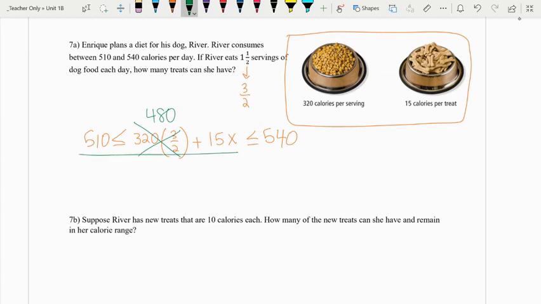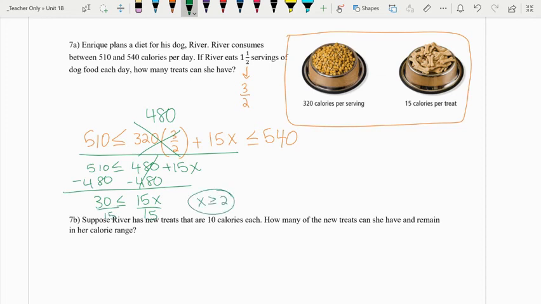Okay, so I'm going to set up 2 equations. We have this one over here. So it would be 510 is less than or equal to 480 plus 15x. You would subtract 480, and you get 30 is less than or equal to 15x, which means when you divide by 15, x is greater than or equal to 2. Now I wrote it that way because I wanted x to come first, so I flipped my inequality.